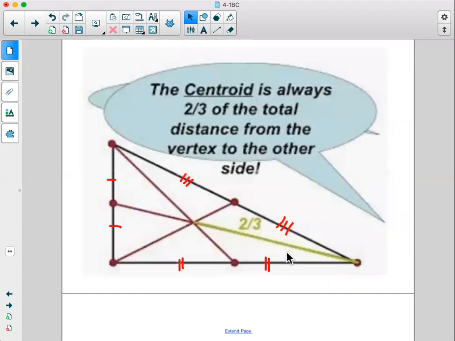Now, the centroid is important because the big theorem of the day about medians has to do with the centroid and the centroid's location on the median. So the centroid divides the median up into two chunks, a 2/3 chunk and a 1/3 chunk. The distance from the vertex to the centroid is 2/3 of the whole median, and the distance from the centroid to the midpoint of the opposite side is 1/3 the length of the whole median.